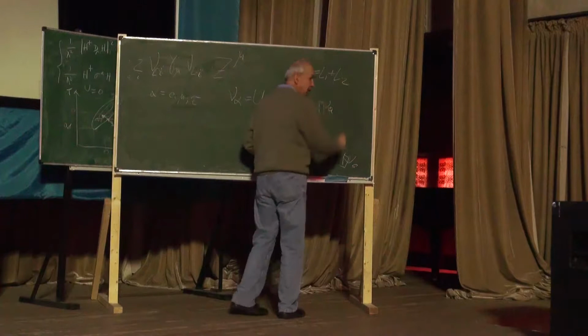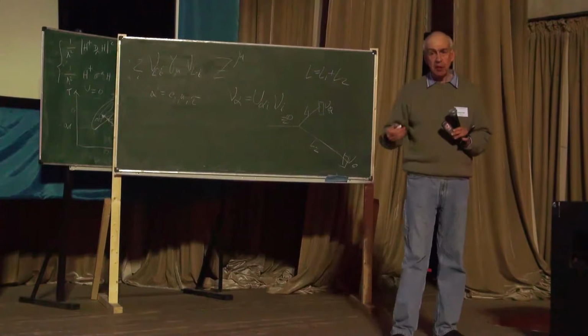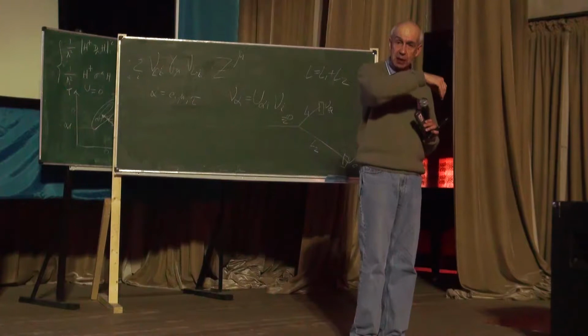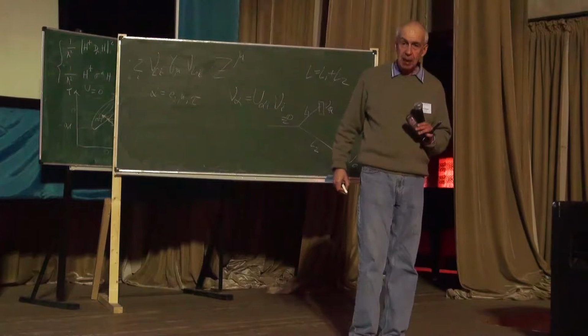So this is an example of the Einstein-Podolsky-Rosen paradox. By measuring the flavor of one of the states, you define the flavor of the other state produced in the same decay. But if you have only one detector, you will never see any oscillations of such neutrinos at all.